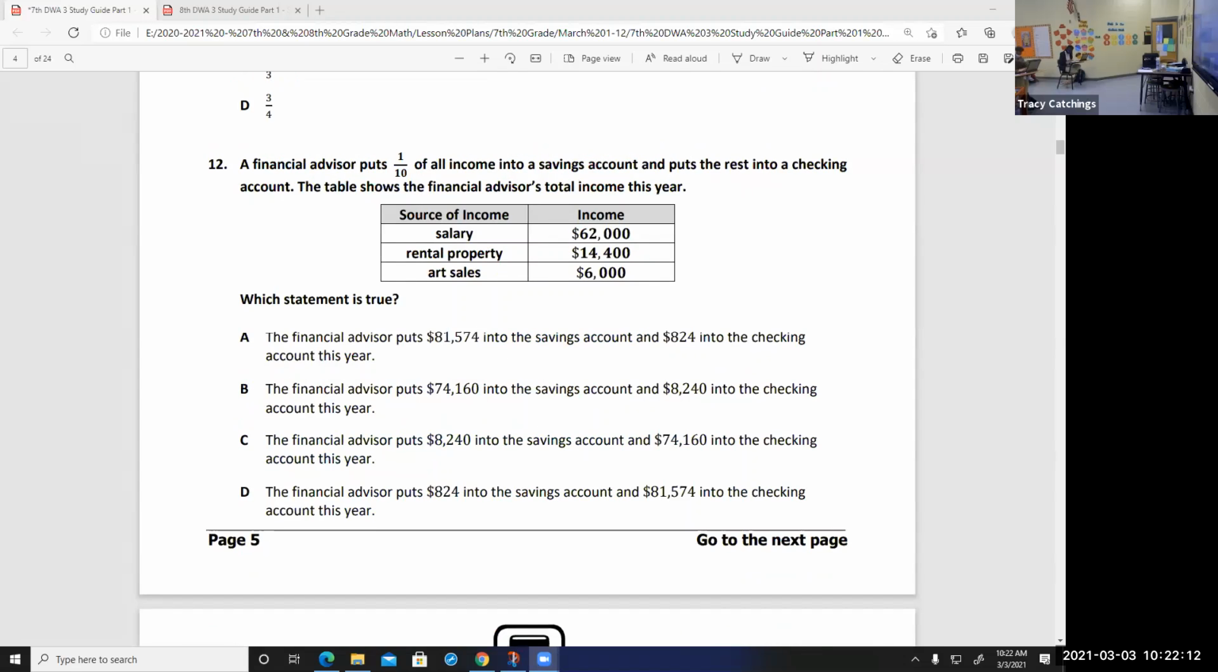All right, 12. A financial advisor puts 1/10 of their income into a savings account and puts the rest into a checking account. The table shows the financial advisor's current income. And they want to know which statement is true. So if I look at these answer choices, I recognize they're talking about something he put in the savings account and then what's going in the regular account. All right, looking at this chart, I see he got a check, he got some money from a rental property, and he got an art sale. Before I can figure out how much he put into this savings account, what do I need to do? Add them all up.